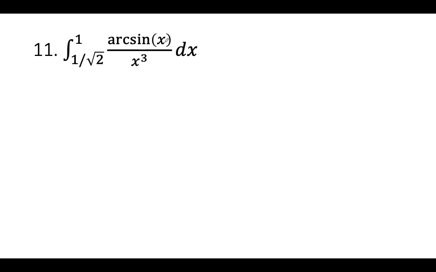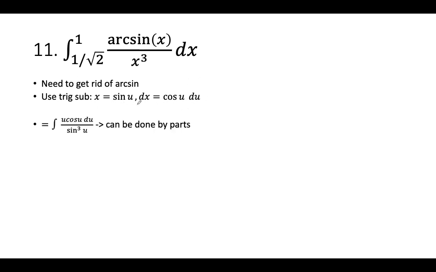The other thing you can do is you can do like an x equals to sine of u, and then arc sine of sine will cancel, you'll just be left with u on top. So that's the method we're going to go with. So we want to get rid of this arc sine. We do the u substitution. Then dx, of course, is cosine of u du, because dx du is cosine of u.